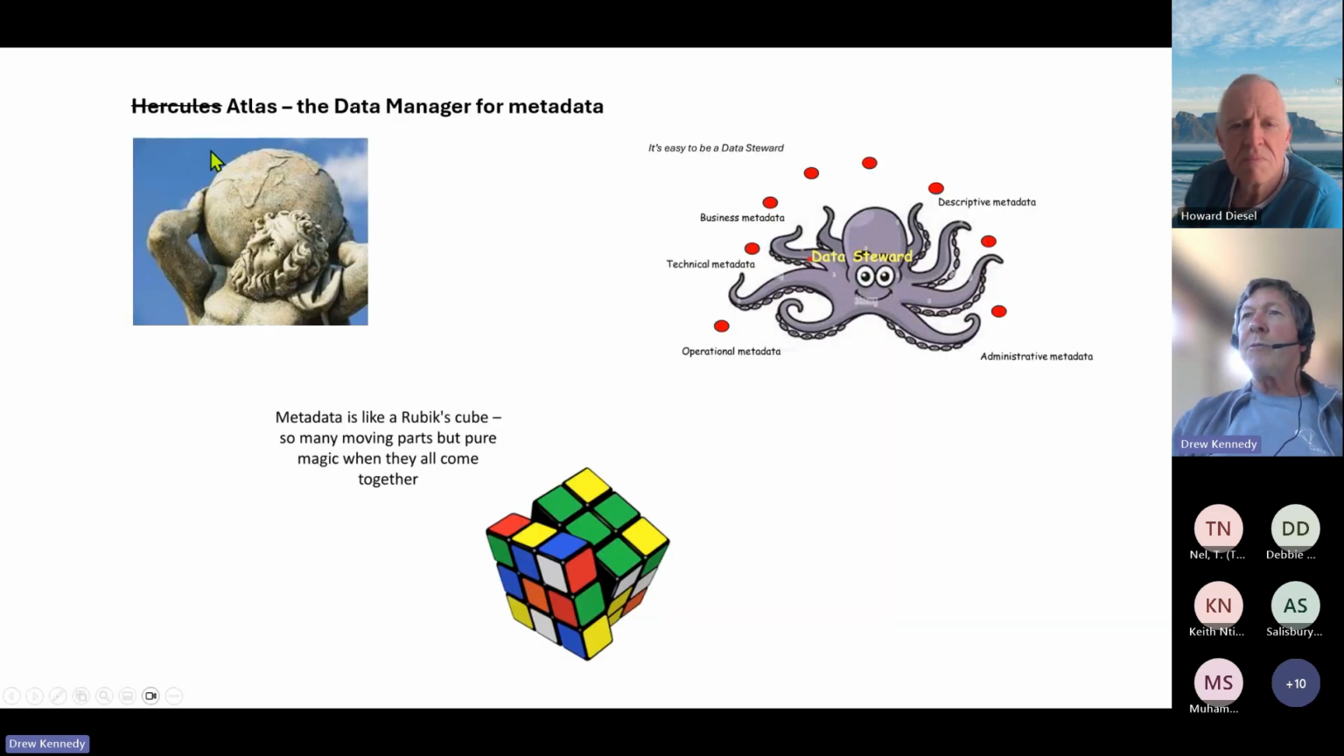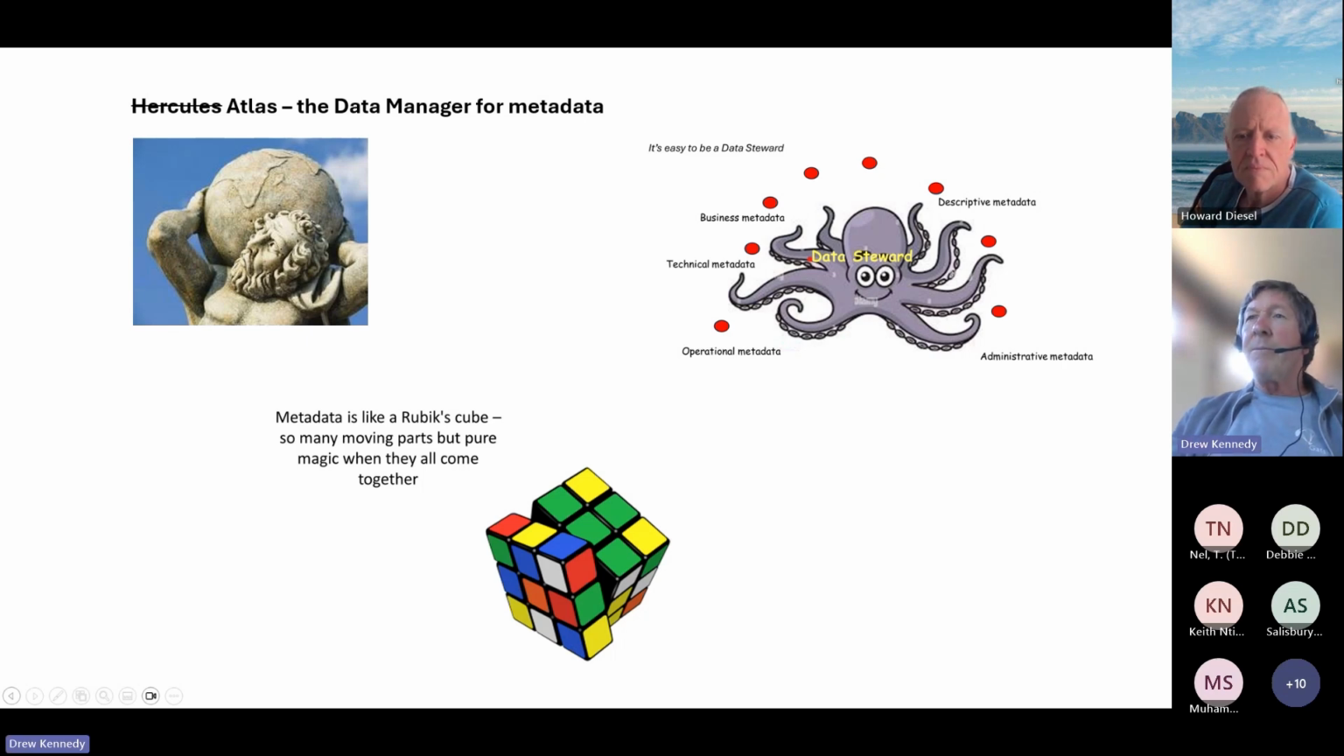If you remember, I spoke about Hercules, but he's now Atlas, which is quite correct. We spoke about the data steward being able to juggle all of these different balls. And then we spoke last week about metadata being like a Rubik's Cube, where there are so many moving parts, but when they come together, there's absolute magic. It's sheer mastery.